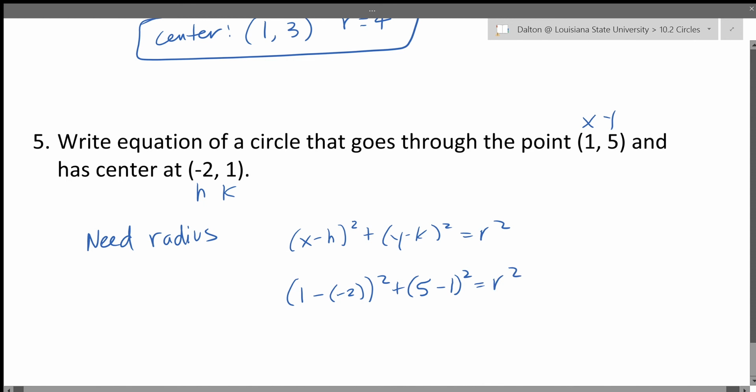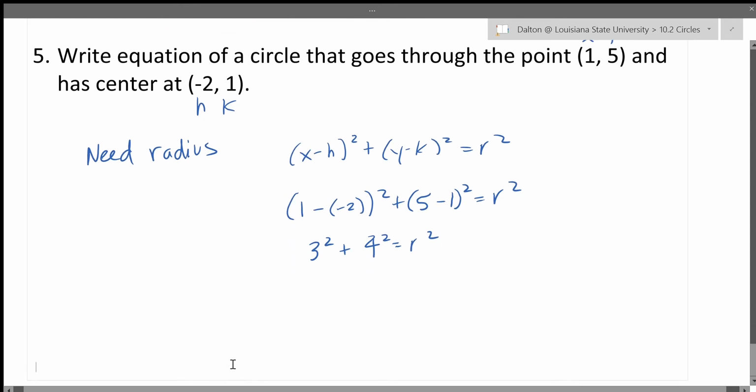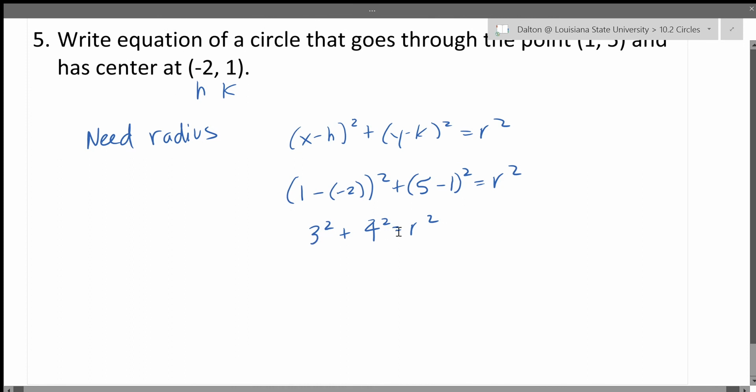And then we just got to simplify this. So 1 minus -2 will change to plus, so that'll be 3 squared, plus 5 minus 1 is 4 squared equals r squared. And this is a Pythagorean triple, or if you can't see that, 3 squared is 9 plus 4 squared is 16 is 25. And 25 equals r squared. Now, technically, you could solve down to actually get r if you wanted. But the standard form of equation of a circle is solved for r squared. So that's really where you can stop your solving because you already have h, k and you have r squared now.